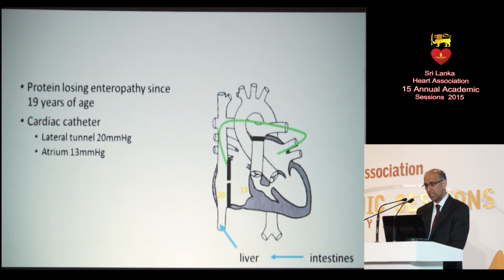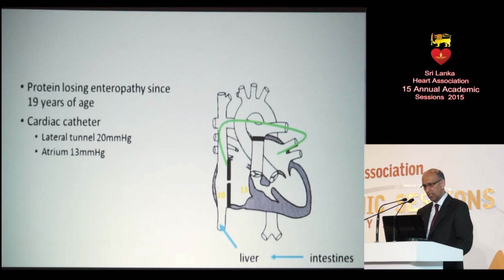From the age of about 19 years, he started losing protein through his gut. At that stage, the fenestration was ballooned open. As you see there, we would want to reduce the pressure in the caval return. On a repeat cardiac catheter, he has a reasonable pressure of 20 in the inferior vena cava compared to a pressure of 13 in the atrium, which probably reflects the high end-diastolic pressure, but his protein-losing enteropathy continues.